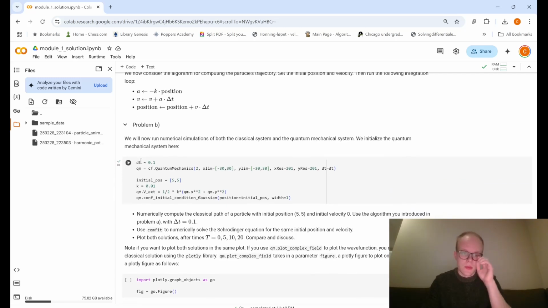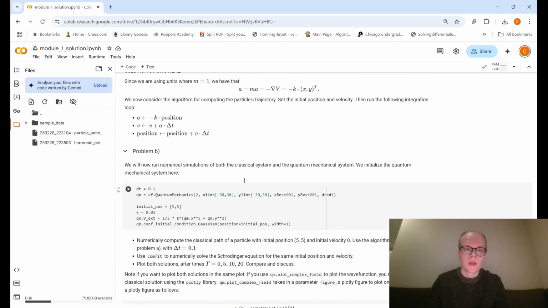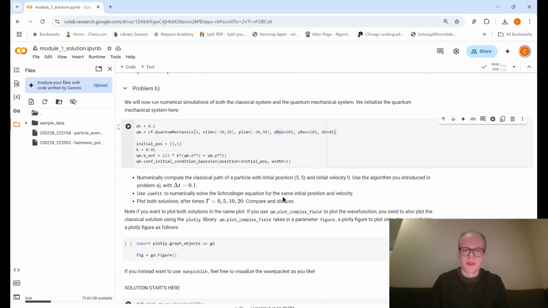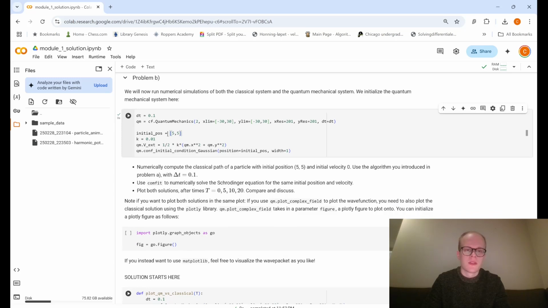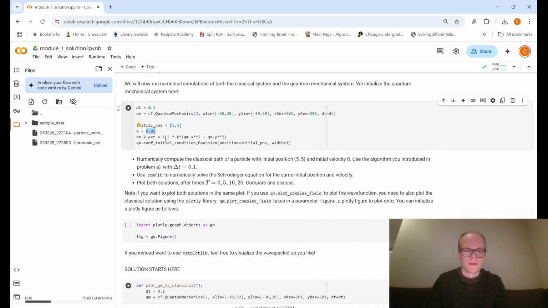So in the next problem, we will actually run these numerical simulations, both the classical system using this integration loop we've specified here, and the quantum mechanical system using ComFiT. All right, so let's set up our system. Here, we set the time step to be 0.1. We initialize a two-dimensional system with bounds of minus 30 and 30 in the x direction, and minus 30 and 30 in the y direction. And we set the initial position of the particle to be 5,5, and we set k equals 0.01.